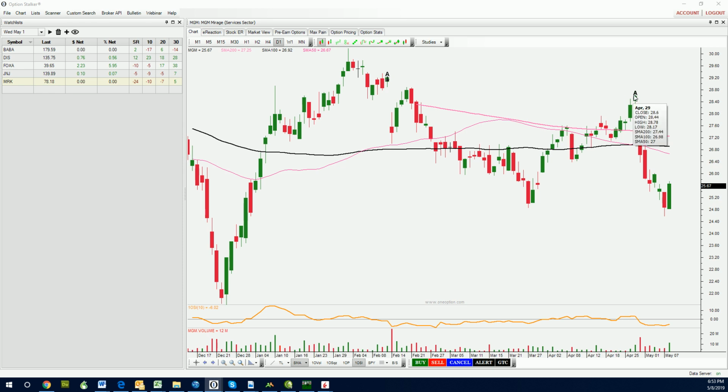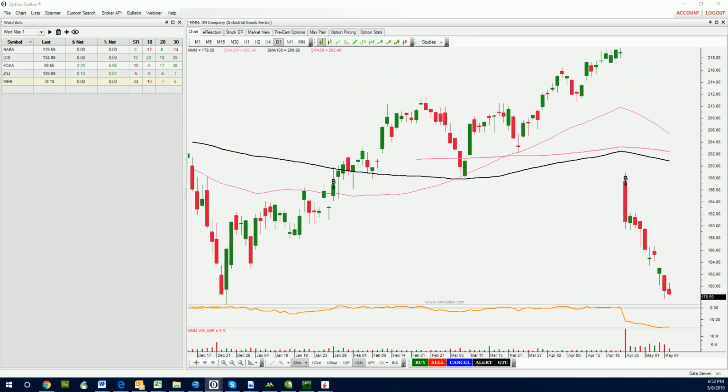MGM, after the earnings announcement, the stock has been falling. It's below the major moving averages. Bounced pretty well today. And it's got this horizontal support level right here. If it can break below that, it would be a decent short. 3M, boy, really, really tough. But coming up on horizontal support right here. So I wouldn't want to short this stock right here. But that is a nasty, nasty fall.